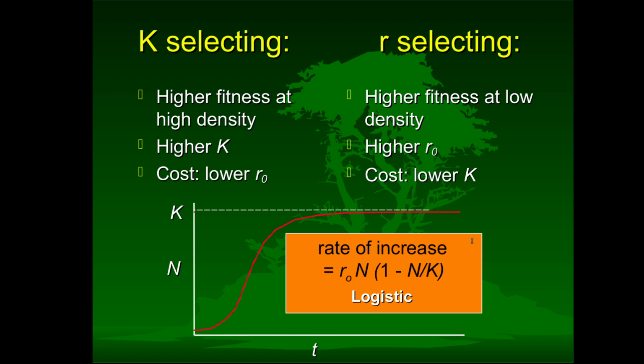In environments where populations tend to remain below their carrying capacity, you'll best increase fitness by increasing R0. And those are the R-selecting species. In environments where the population is always close to carrying capacity, the choice is to increase competitive ability, thereby increasing K. So we have evolution either towards R-selected species or to K-selected species, depending on the environment. And this is also a slow-fast continuum.